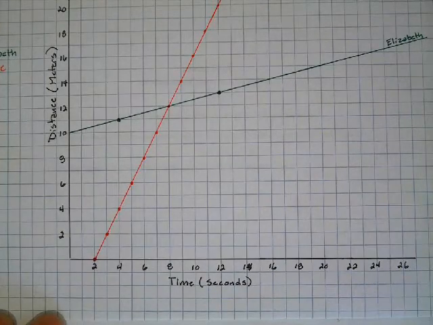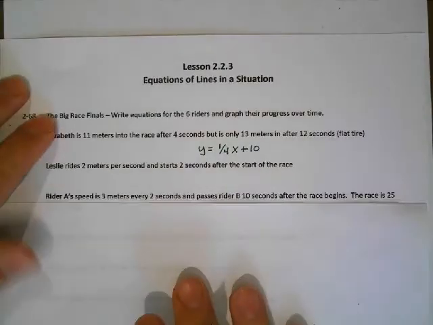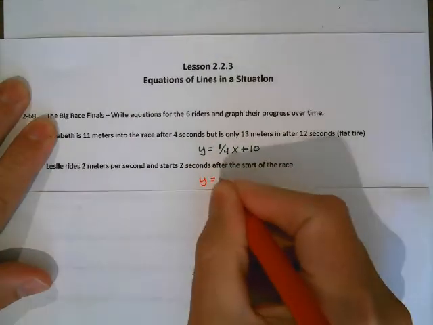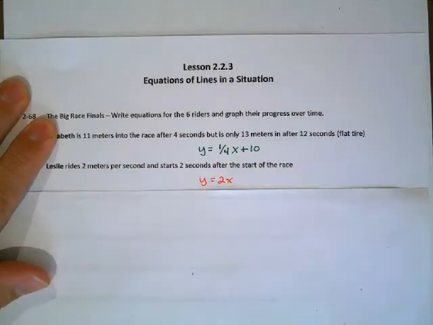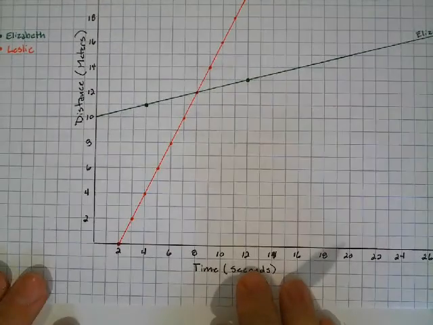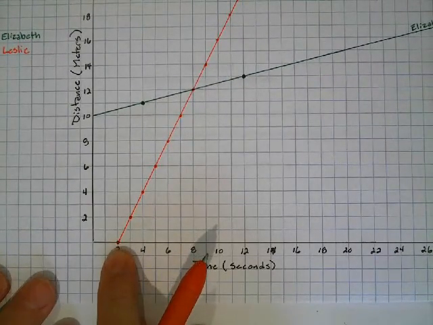So that tells us so far that her slope is 2 over 1, or 2. So I've got y equals 2x. But what is her y-intercept? I have an x-intercept here, but that's not what goes in our equation.